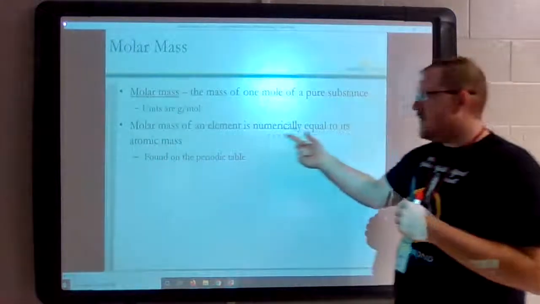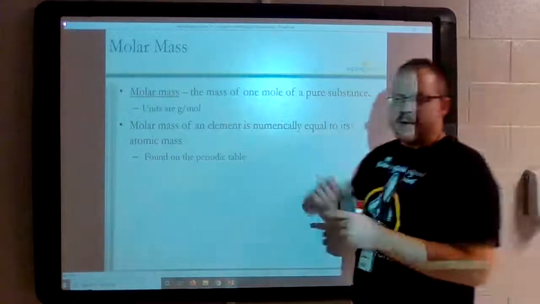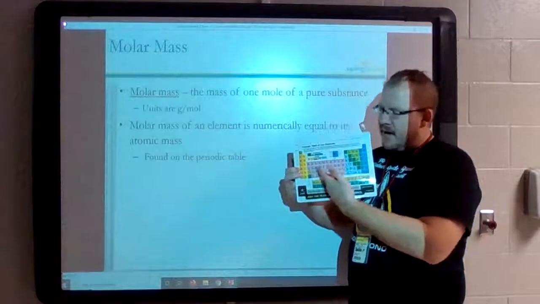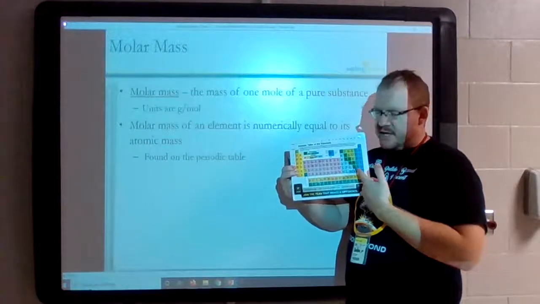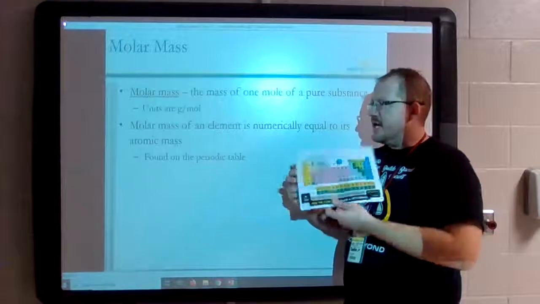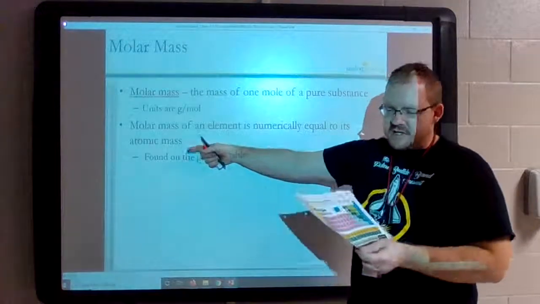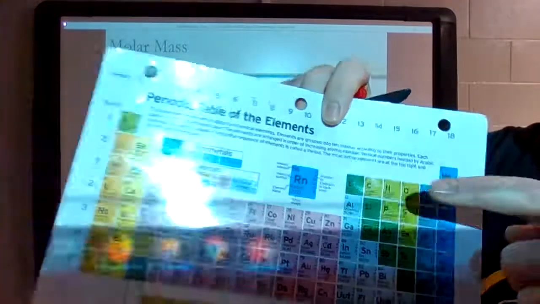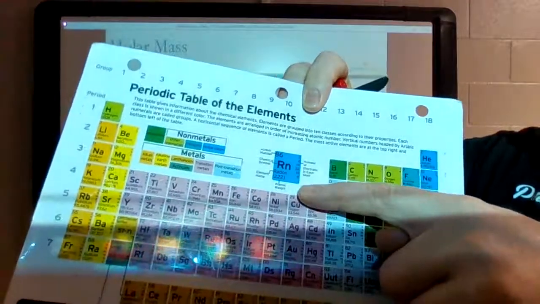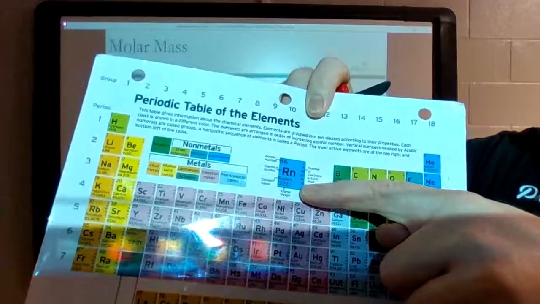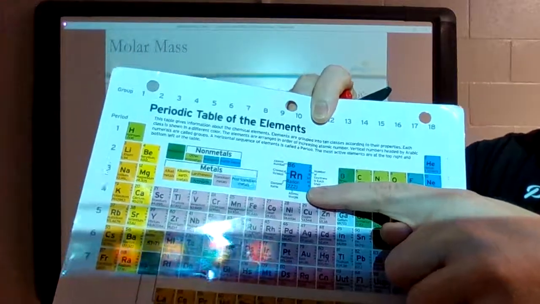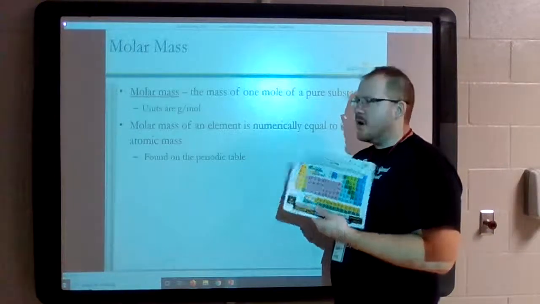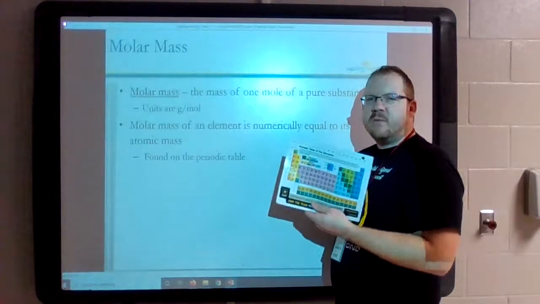The molar mass of an element is numerically equal to its atomic mass. And this is very important and very easy. Go to your periodic table. At the bottom of each of the squares on the periodic table, you should see the atomic mass. If you're not sure exactly where the atomic mass is on your periodic table, just look for the key. Here on ours, the key's right here in the top center, and it tells us the atomic mass is the bottom number there. And so, for instance, the atomic mass for carbon is 12.011.